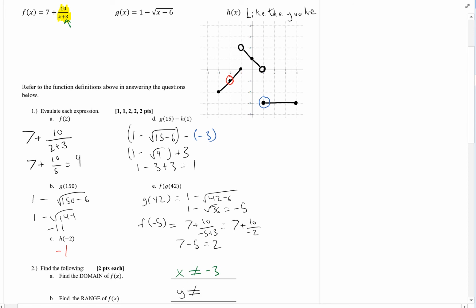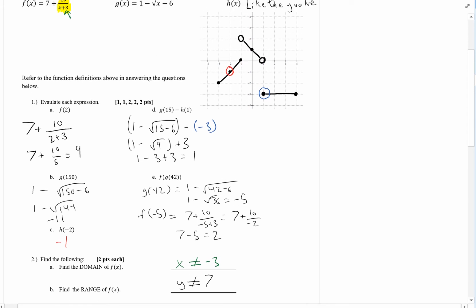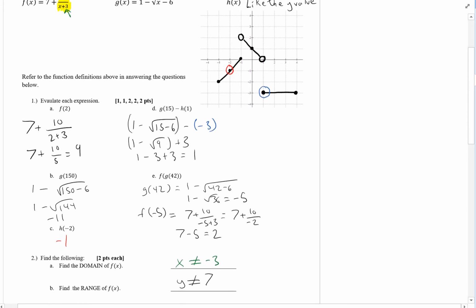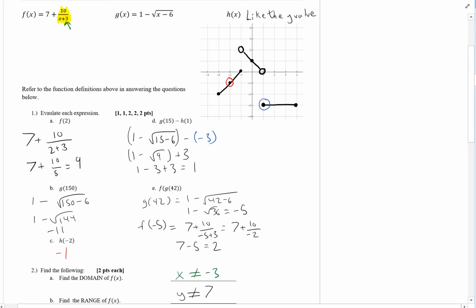right? And we say the value of the function is the same as the y value. So the y value for f of x, the output, you can never get 7 out of it, no matter what value of x you put in. The range of g. The domain of g, I think we know how to do, right?